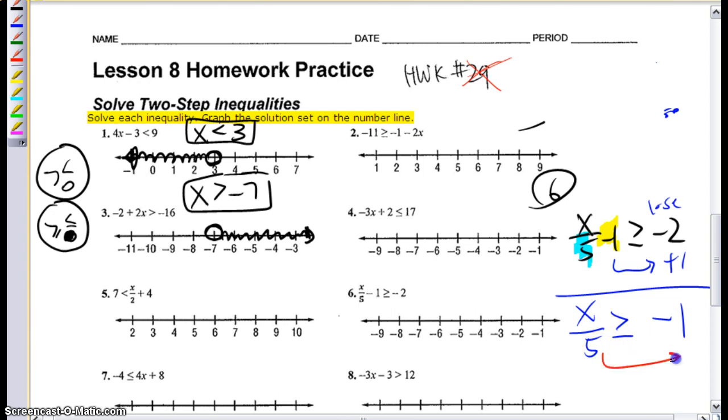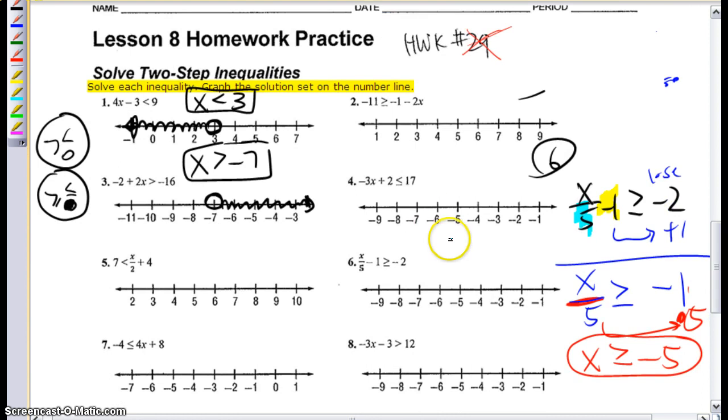Then I'm going to move the 5 over. So instead of division here, I'm going to do multiplication. So negative 1 times 5 is negative 5. So x is greater than or equal to negative 5. And that's number 6. So at negative 5, I'm going to do a closed dot because it's the old man, and it's equal to, so I want to include negative 5. And all numbers bigger than that are on the right side. And there we go.